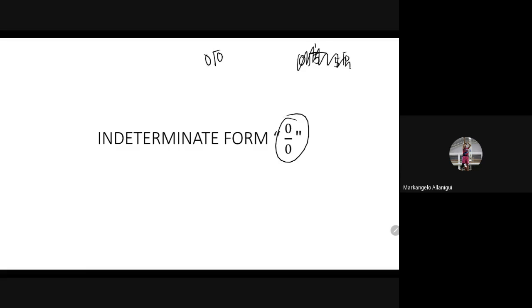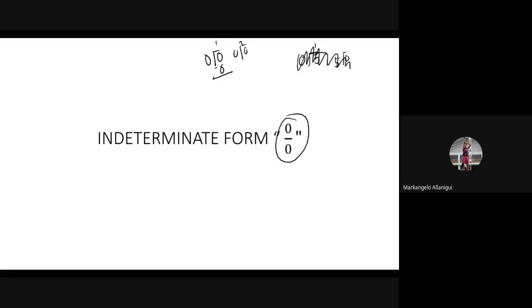0 divided by 0. I have already the example here. Why is it called indeterminate form? Because you can have an answer which is 1: 1 times 0 is 0. You can have 2: 2 times 0 is 0. You can have 3: 3 times 0 is 0. You can have 4: 4 times 0 is 0. That's called indeterminate form. Okay?